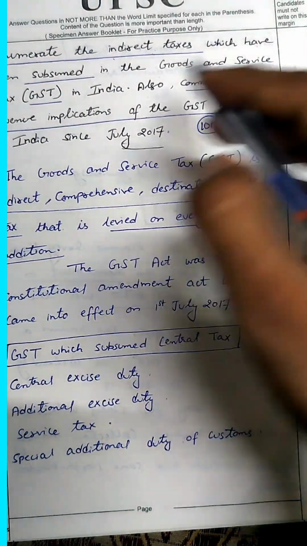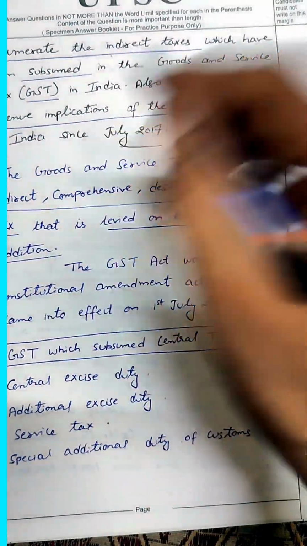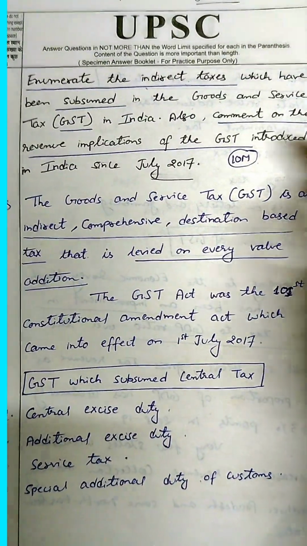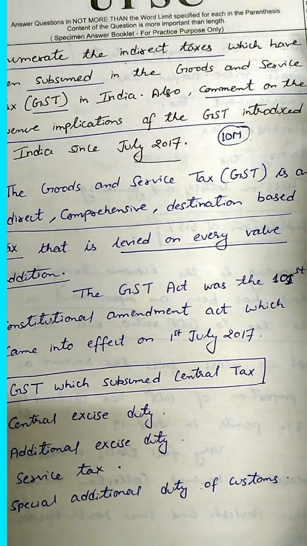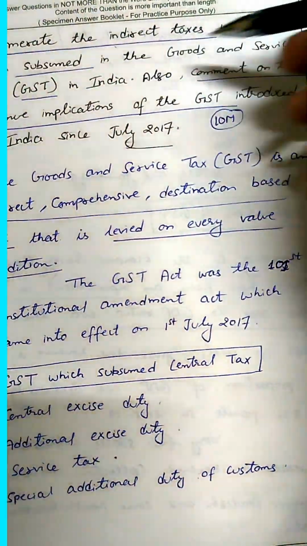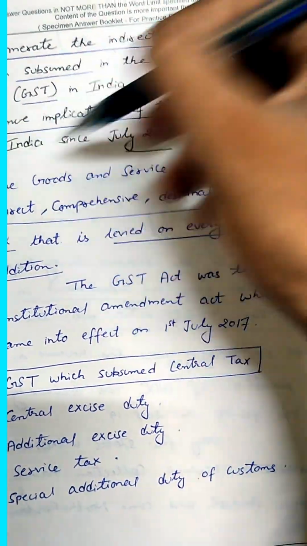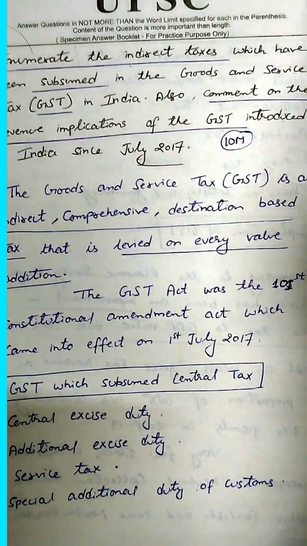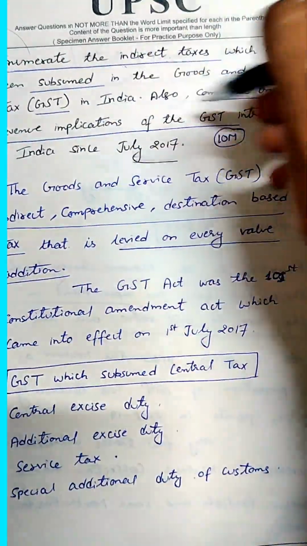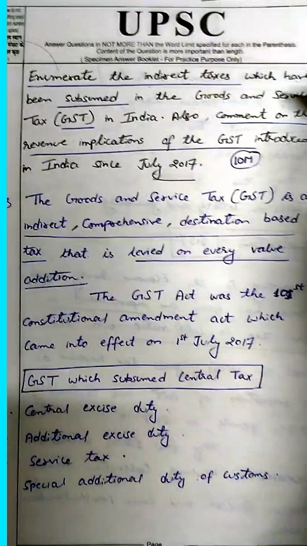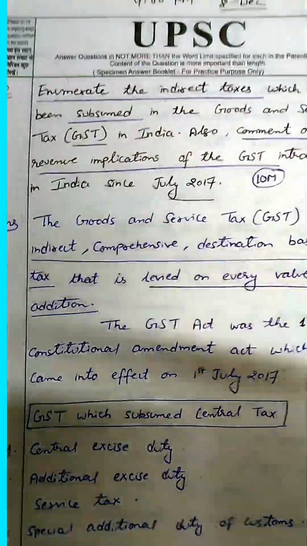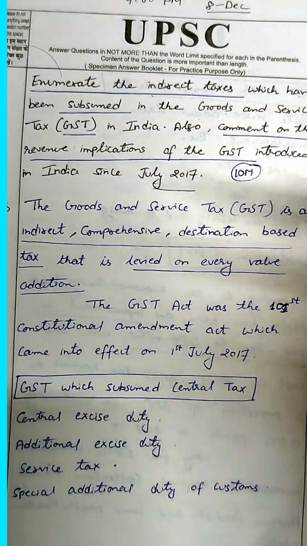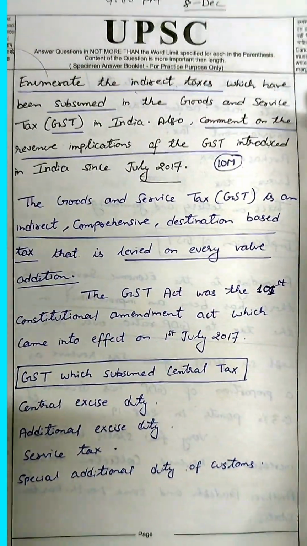Now comment on the revenue implication of GST introduced in India. And so after the implication, what happened? The revenue of India after July 2017. Okay, so here it is just saying the implications of it, so it is not saying directly the negative and positive cons of it. So we have to write a balanced answer here.